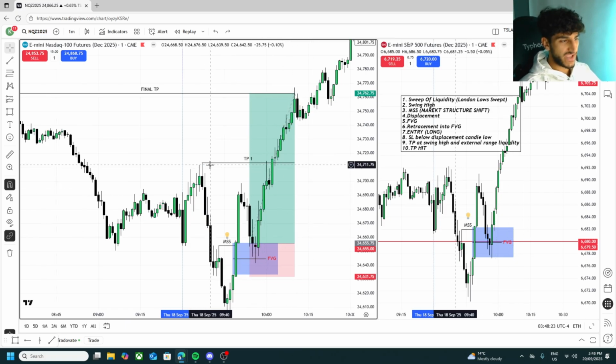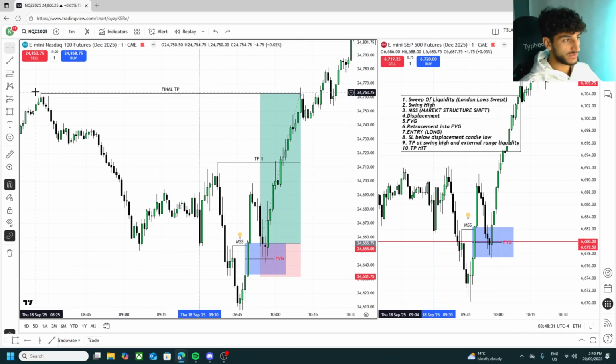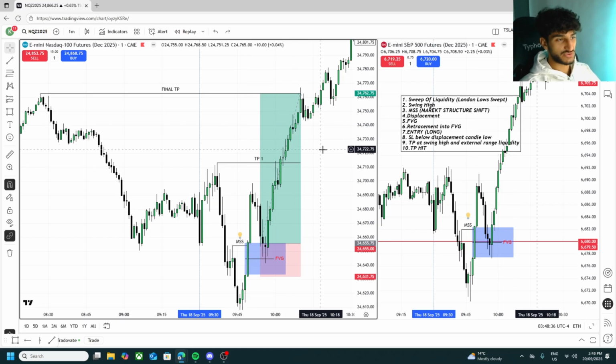Now you do want to take 80% or about 80% of your profits off at TP1 just to secure a good amount of handles, and you could leave a couple runners running to that London highs / all-time high as well. And as you can see, price delivers over so perfectly.